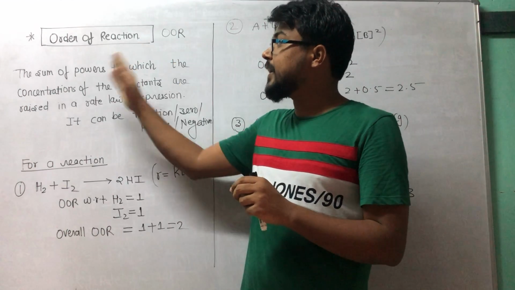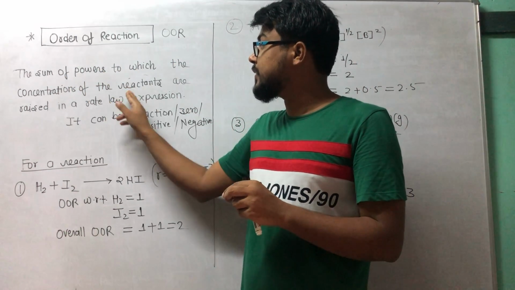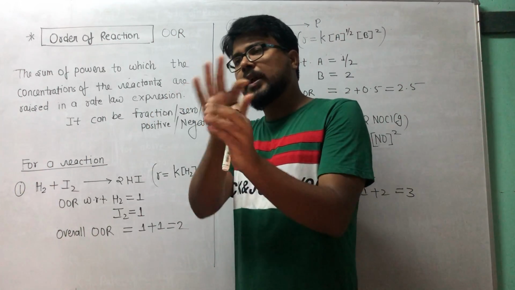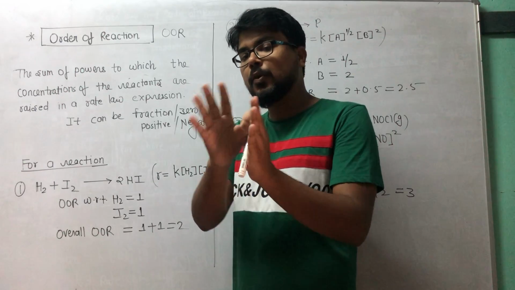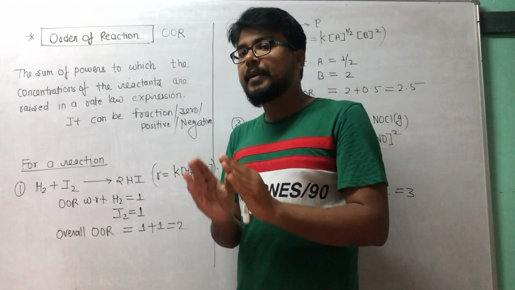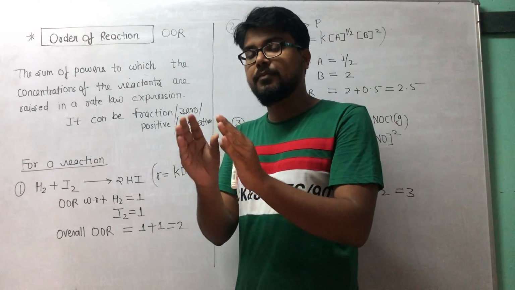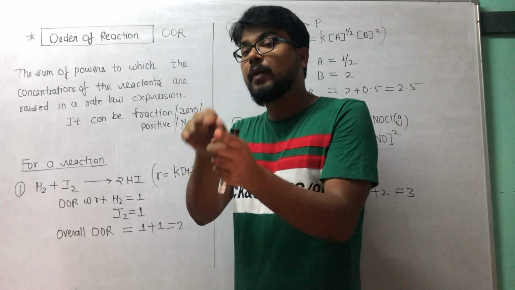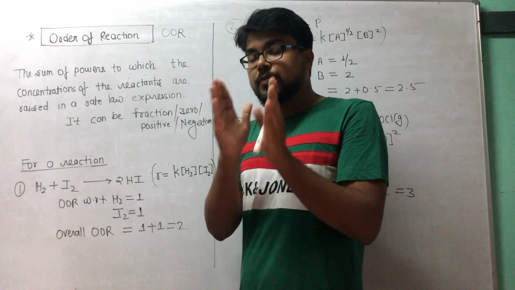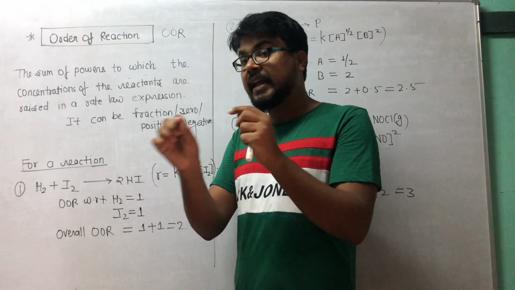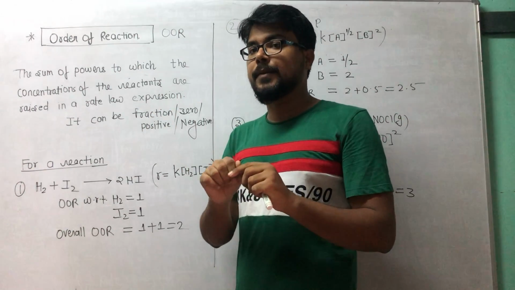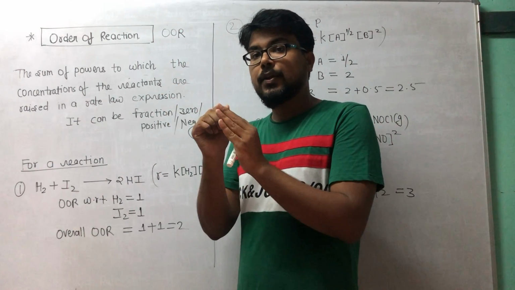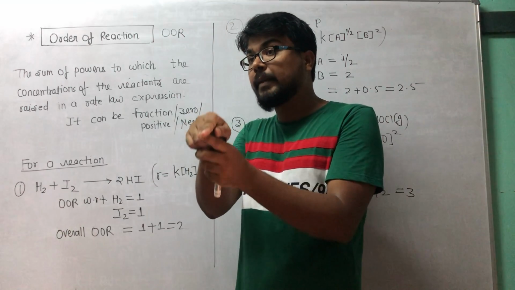So the definition of order of reaction: the sum of the powers to which the concentrations of reactants are raised in a rate law. Suppose for a reaction the rate law is already given by the examiner in the question. First of all, just focus on the reaction and see where the rate law is given. Suppose in a rate law the power of A is 1/2 and the power of B is 1. Then you have to sum 1/2 and 1.